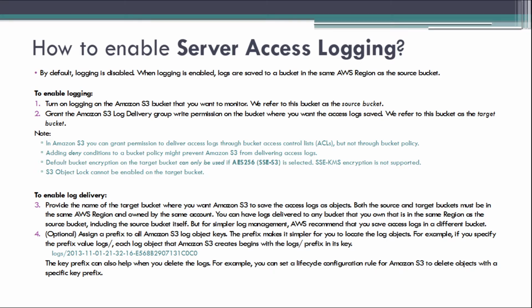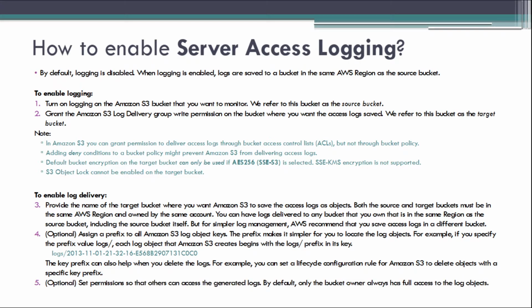So you can set any prefix for your server access logging, and all the records, all the logs, will be saved under that prefix. The key prefix can also help when you delete the logs. For example, you can set a lifecycle configuration rule for Amazon S3 to delete objects with a specific key prefix. So I already told you about this.